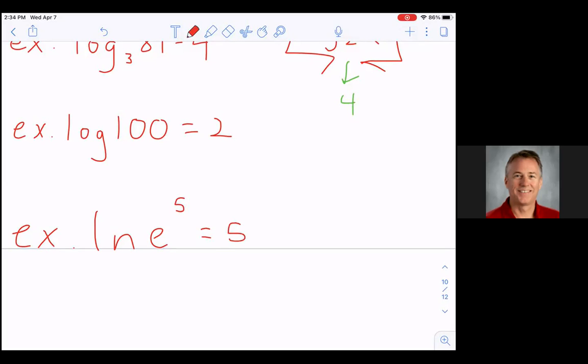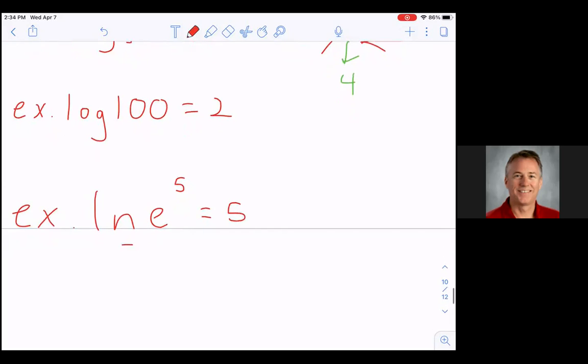What does e stand for then? All right, e is a number. The number is about 2.7. It's an irrational number, okay? But what this is saying here for natural log of e to the 5th, that's saying log base e of e to the 5th, because ln means log base e.